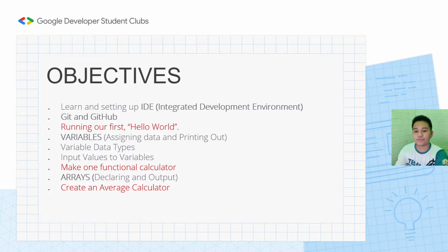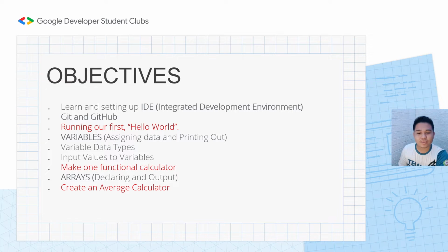So our objectives for today are, first, to learn and set up an IDE, or Integrated Development Environment. Next is Git and GitHub, and their differences. I think you have heard of Git and GitHub. The third one is to run our Hello World. If you are a programmer, the first thing you did was the Hello World, to print hello world.